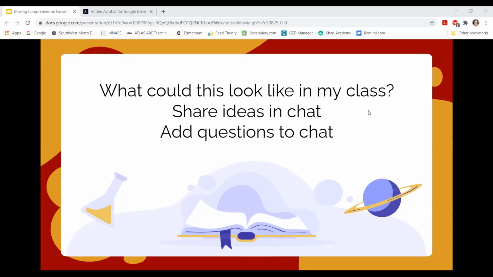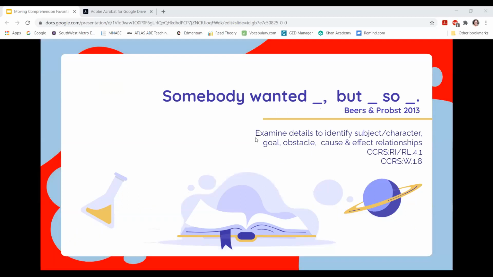Okay, a second activity that also comes from Beers and Probst that works well as a post-reading activity is the sentence frame, somebody wanted but so. It seems like a very simple activity, and it actually is, but I think there's a lot of bang for your buck in this.